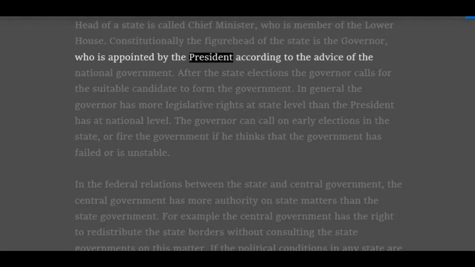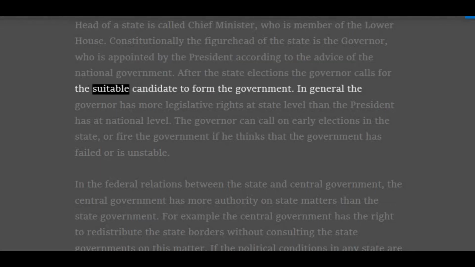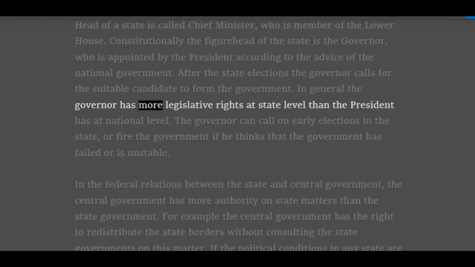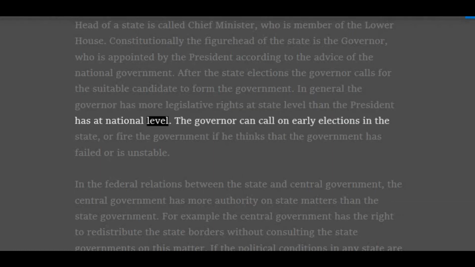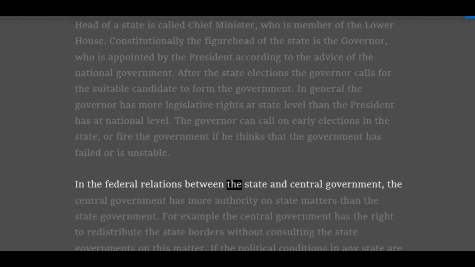Constitutionally the figurehead of the state is the governor, who is appointed by the president according to the advice of the national government. After the state elections the governor calls for the suitable candidate to form the government. In general the governor has more legislative rights at state level than the president has at national level. The governor can call on early elections in the state, or fire the government if he thinks that the government has failed or is unstable.